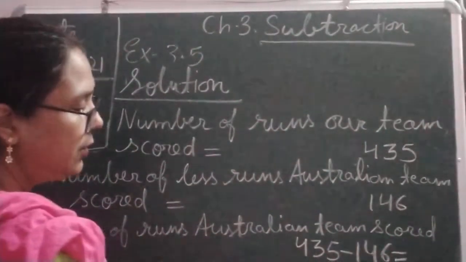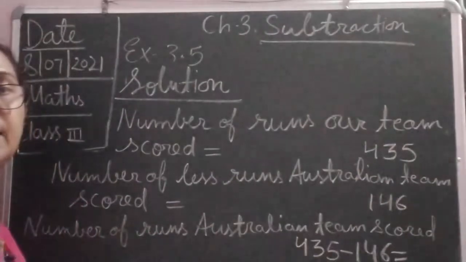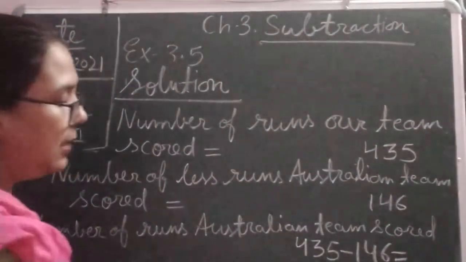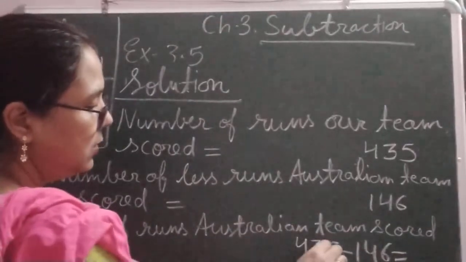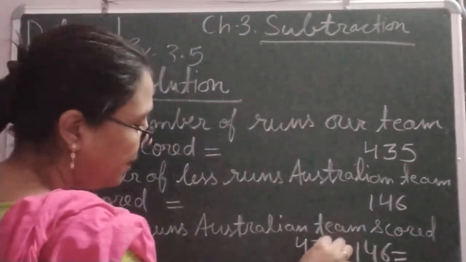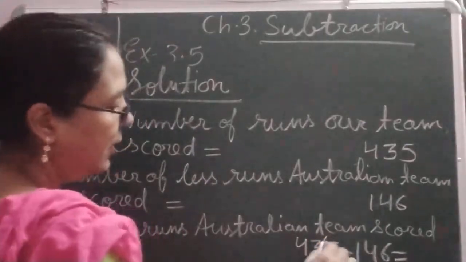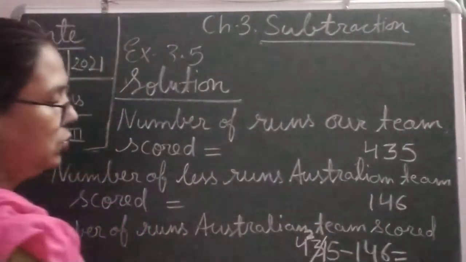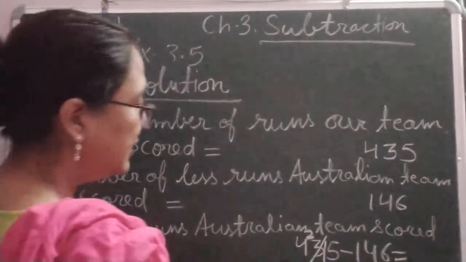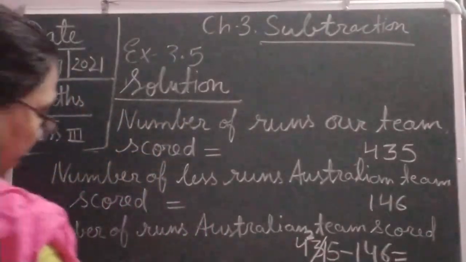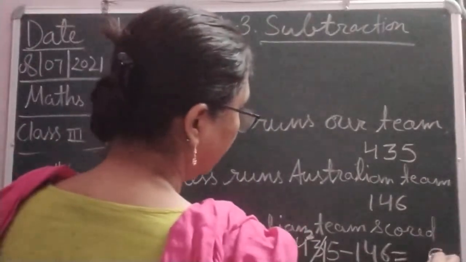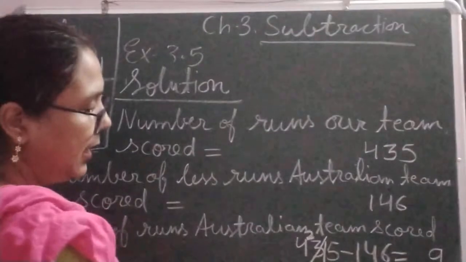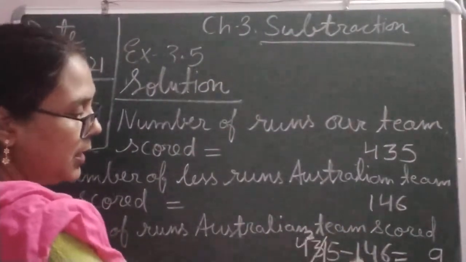Here you can see children, 5 is much smaller than 6. So we will ask help from 3 tens. So 3 tens will give help, then it will become 15. Now what is left over here? Yes children, this is 2. So 15 minus 6, what will we get? We will get 9.